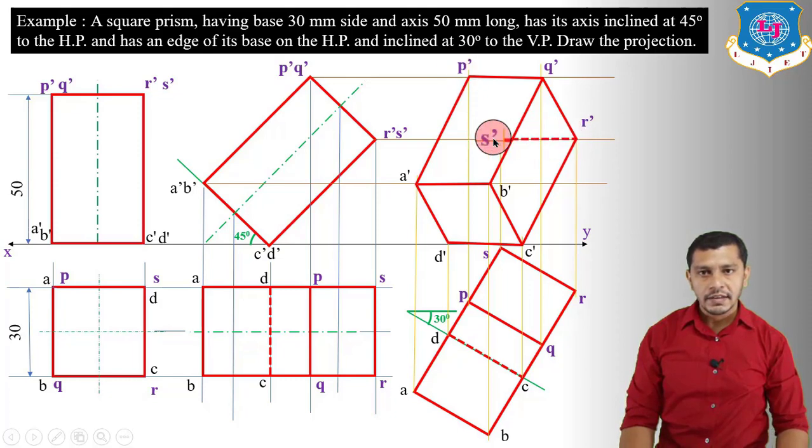So draw RS hidden, SP hidden, and DS side edge is also going to be hidden in the front view. In the last stage, this will be the top view and the final front view.